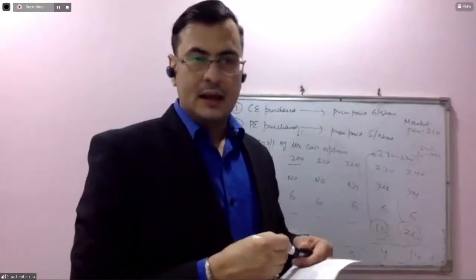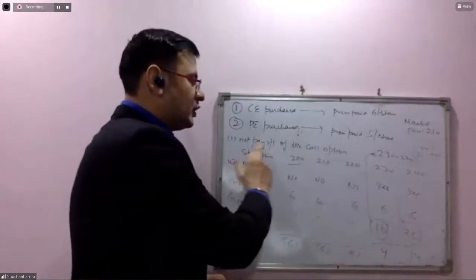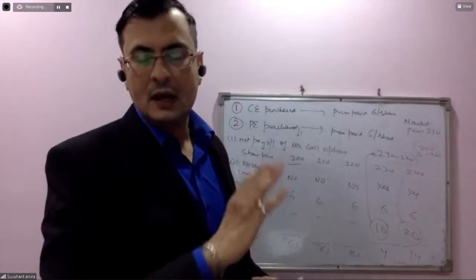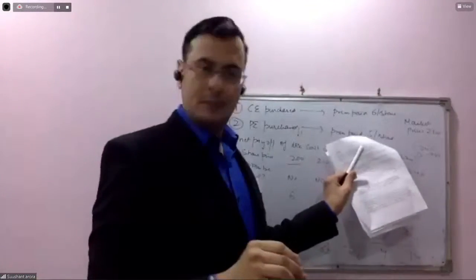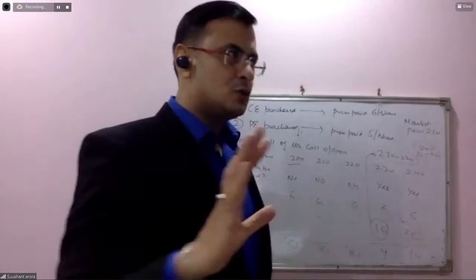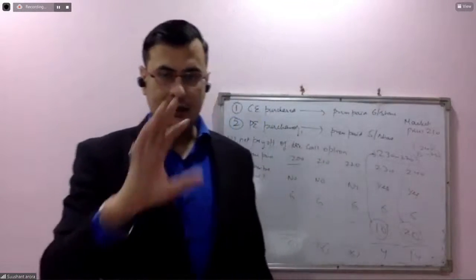Clear? Now can we see the net payoff we have calculated for the call option? Now we have to see the net payoff for the put option. How much premium have we paid in the case of a put option? That is 5 rupees. Some students also tell me one thing. They interpret like this.